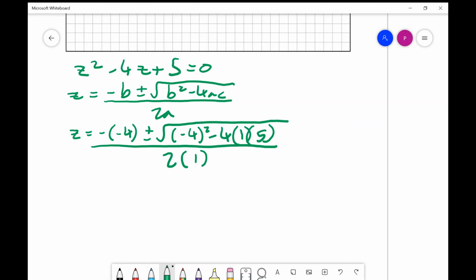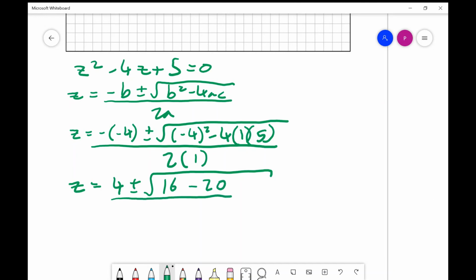So when you're solving these as part of complex numbers, you must work them out bit by bit, because that will show you where your error is. So z is equal to, well, minus minus 4 is 4, plus or minus the square root of minus 4 squared is 16, and minus 4 times 1 times 5 is minus 20, all over 2. Simplifying that down, I get 4 plus or minus the square root of 16 take away 20, which is minus 4. And this is where our math error is coming from. We're trying to find the square root of a negative number, which we can't do. But that's why we have complex numbers in the first place.